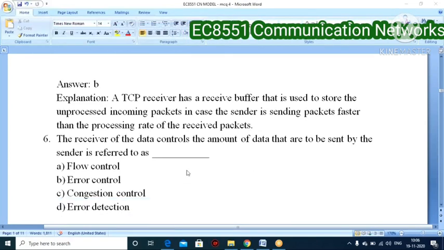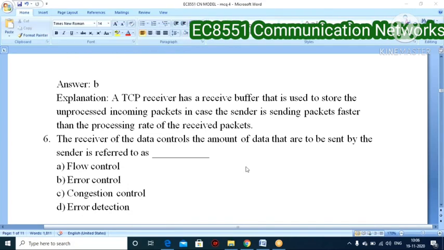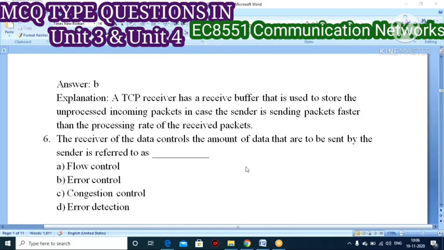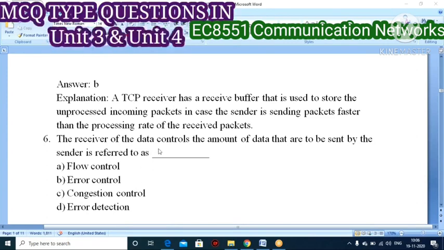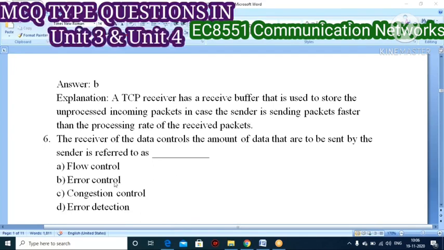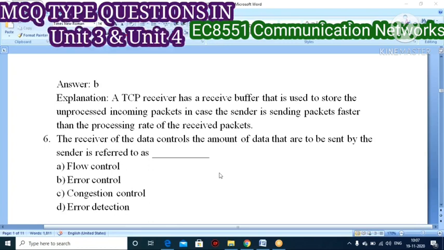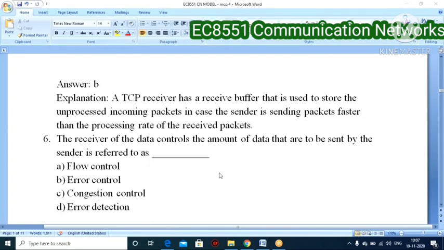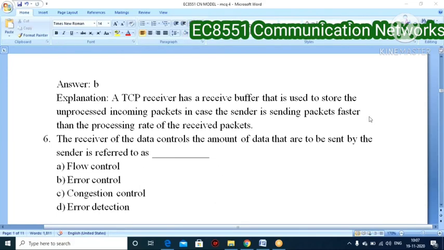So next question. Most of you tried, very good. Sixth question: the receiver of the data controls the amount of data that ought to be sent by the sender is referred to as dash. Option A, flow control. Option B, error control. Option C, congestion control. Option D, error detection. Waiting for your answer, students.